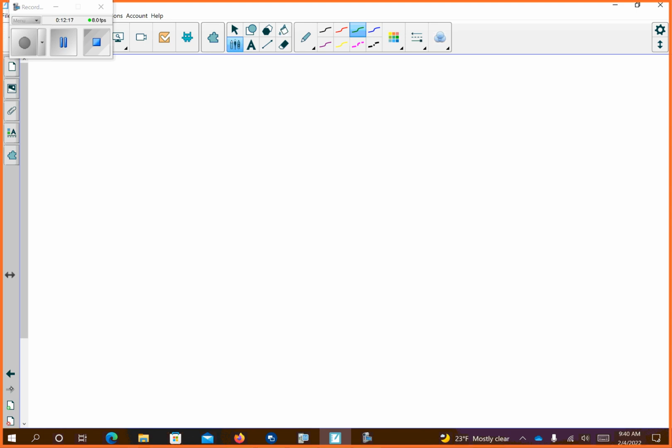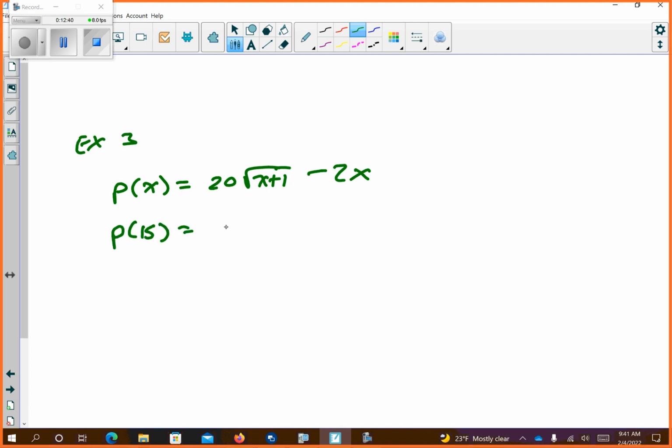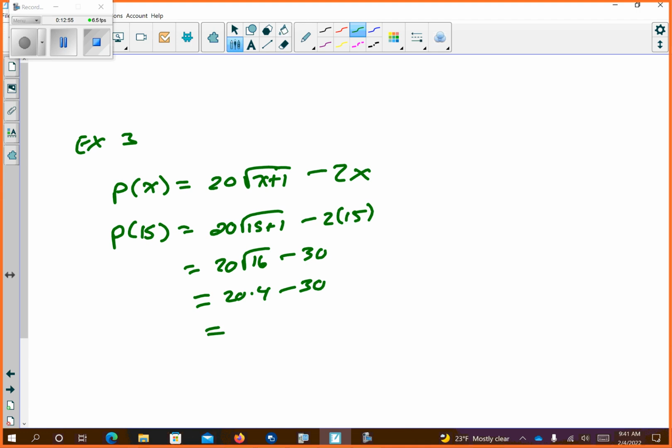Okay? Example 3 says the total profit in thousands of dollars for a product is given as P of x equals 20 root x plus 1 minus 2x. Find the marginal profit at x equals 15. So what I'm going to do is just go P of 15 equals 20 root 15 plus 1 minus 2 times 15. That's going to give me 20 root 16 minus 30. Root 16 is 4. So this becomes 80 minus 30, which is just 50.